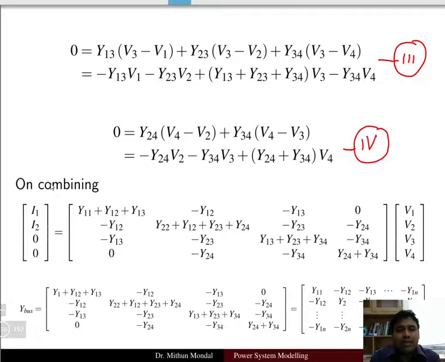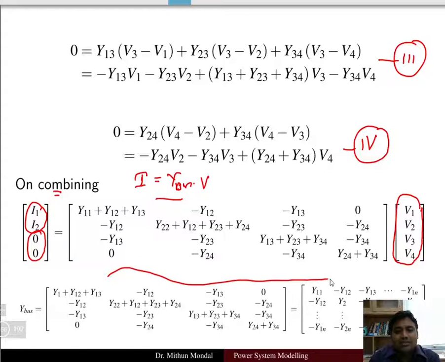On combining all the KCL equations, we can write an equation in the form I equal to Y bus into the voltage. The currents are I1 and I2, whereas I3 and I4 are 0, as there is no current injected into bus 3 and bus 4. We have to obtain all the bus voltages V1, V2, V3 and V4, and this matrix is known as the Y bus matrix. So the Y bus matrix is basically this.